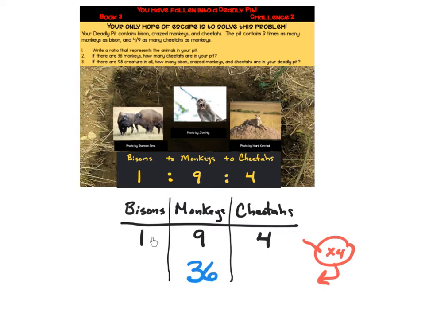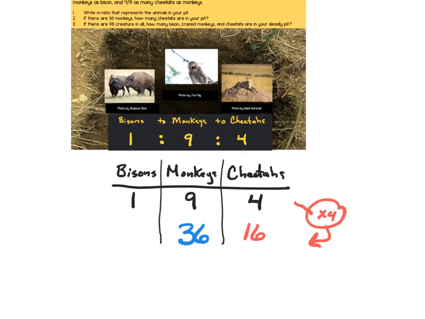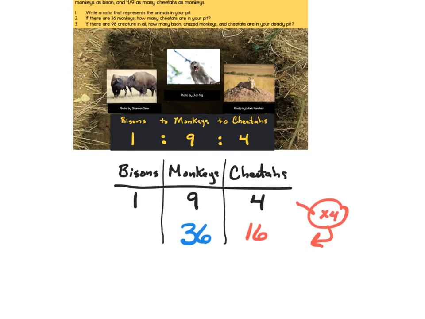Now, in order for this to be proportional, I need to multiply the cheetahs by the same number, and that will keep this ratio proportional with this next ratio here. So I can just do that. 4 times 4 will give me 16. And that means, my friends, that there will be 16 cheetahs. And bam, right there is your answer.